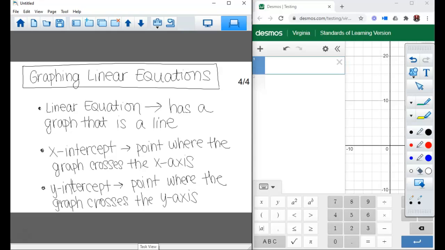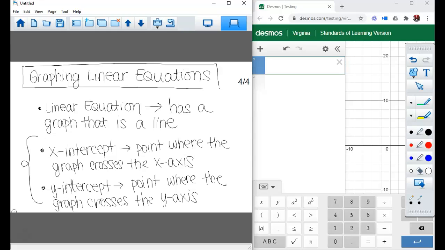All right, so this is the vocabulary you need to know for today's lesson. A linear equation, the graph is going to be a line, a straight line. An x-intercept is the point where the line crosses the x-axis, and the y-intercept is the point where the graph crosses the y-axis. And we're going to use these 2 points, the x and the y-intercepts, to help us get our lines copied down onto our paper correctly.